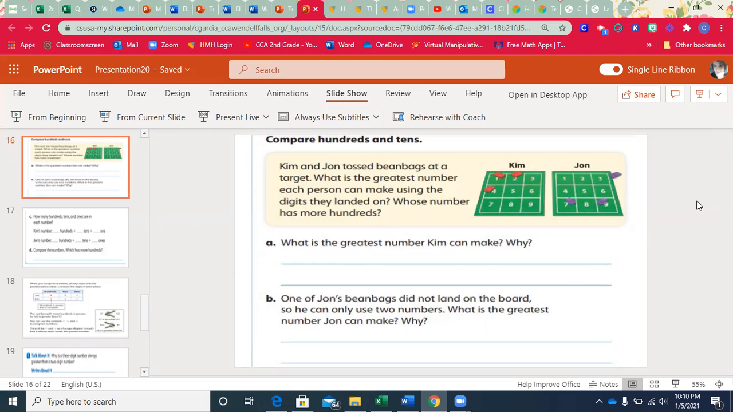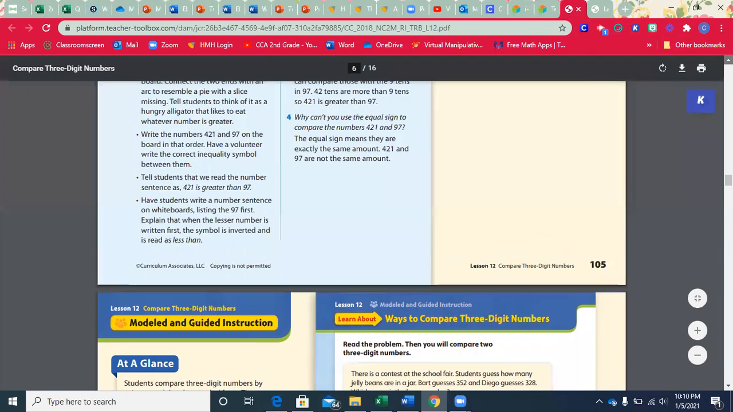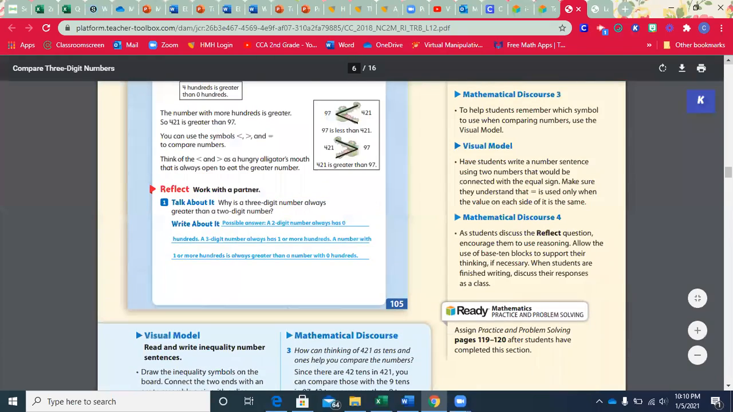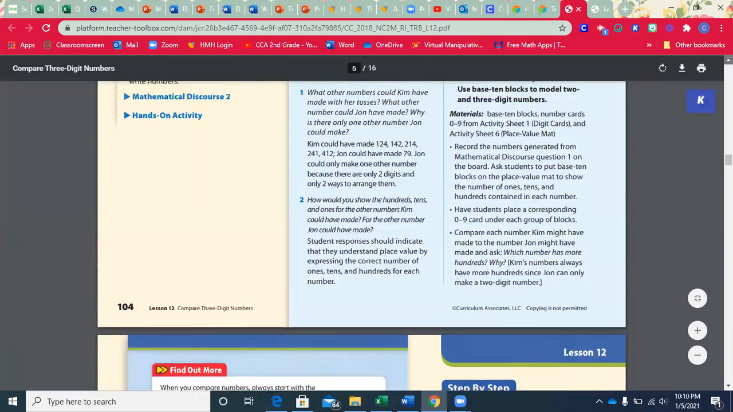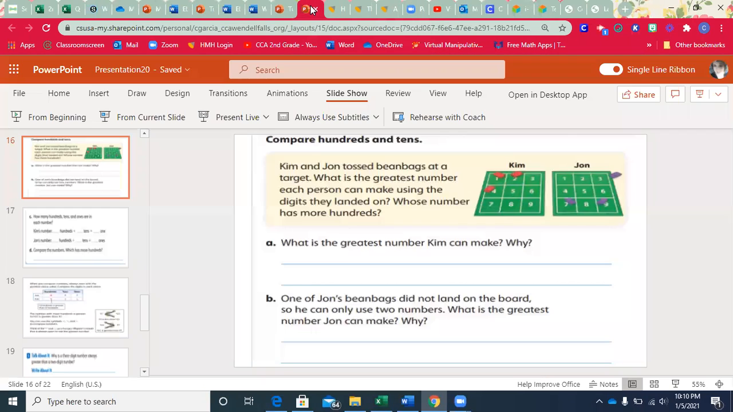So on the first page, this is page 104. 104 and 105 is where I got this lesson from. So we have two beanbag targets, and they are grids. They've got numbers in them, and each one of those numbers represents a digit in a number.